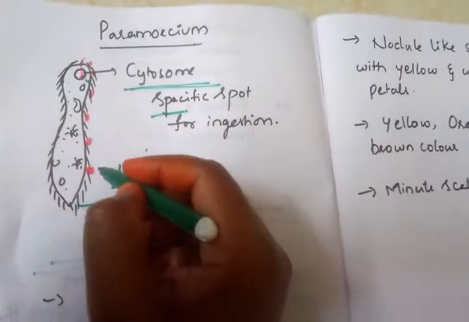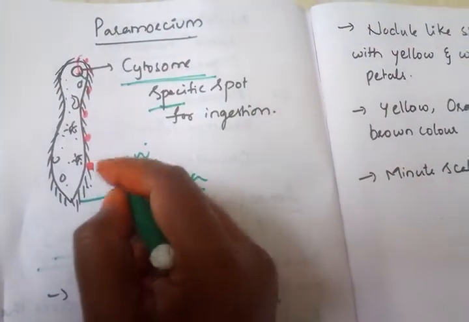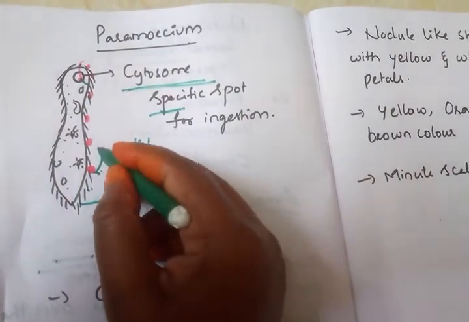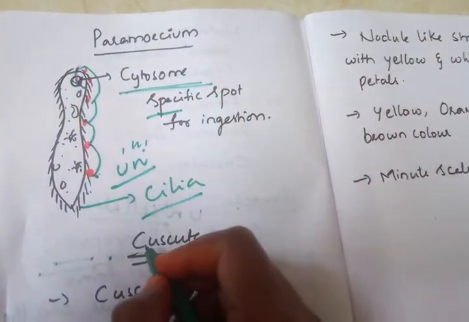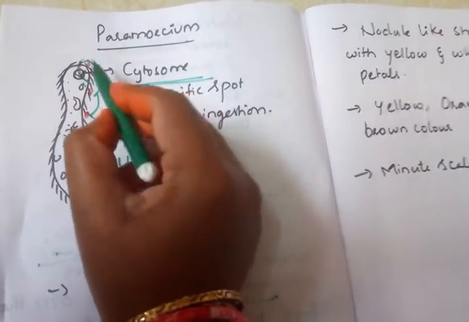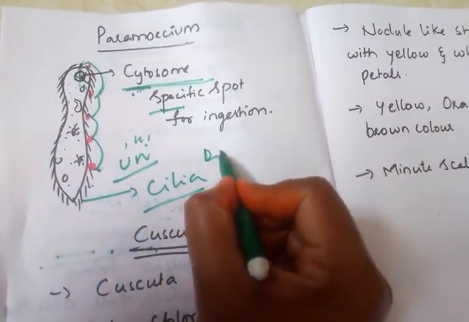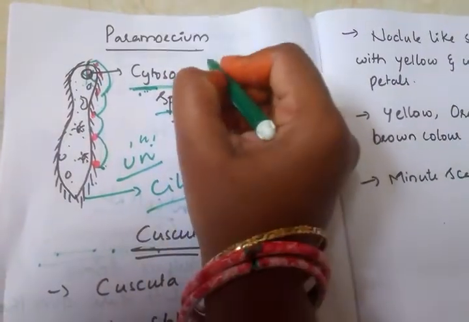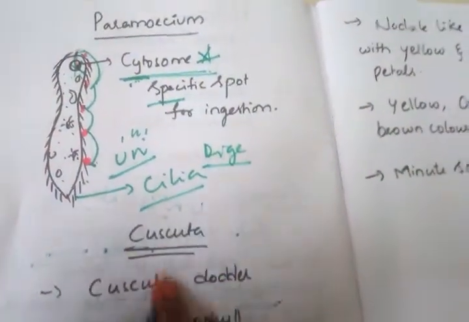The specific site is called what? Cytosome. And how does the food particle move from one place to another till the cytosome? The cilia help. When the cilia move like this, the food particles slowly move from one place to another and finally reach the place where the ingestion of the food takes place, which in the paramecium is the cytosome. From this cytosome the food enters the body of the paramecium, and inside the body the digestion takes place. In this way the nutrition occurs in the paramecium. Here is an important question: the special structure that helps in the ingestion of food in the paramecium is the cytosome.